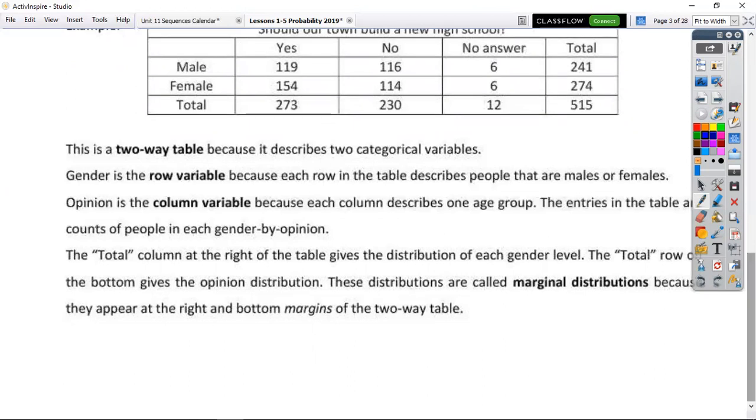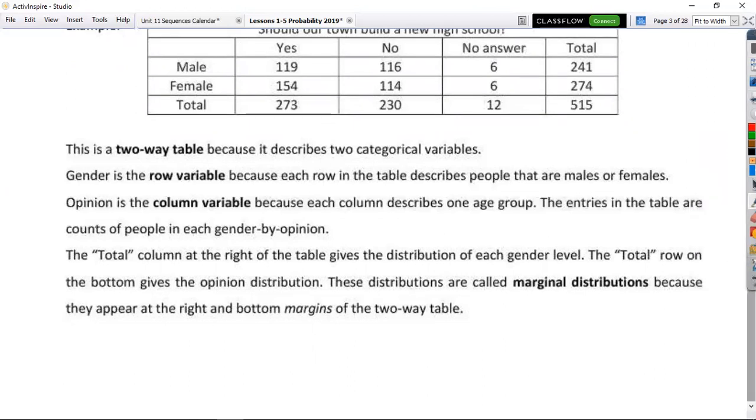Total column is established right along the margin of the table. Therefore, we refer to that as a marginal distribution. So marginal distribution just means it's located right along the margin of my table. Are we good with all the terminology? This is called a two-way table. It describes 2 categorical variables, so again, that just means 2 categories of information. And then you always put totals on these. So when you get to homework questions, if totals are missing, my advice is always add them in. Row variable is your gender, and then column variable was our opinion.